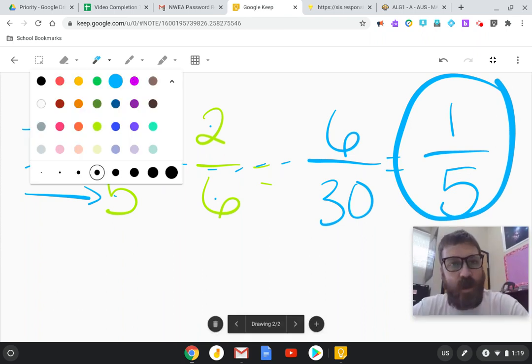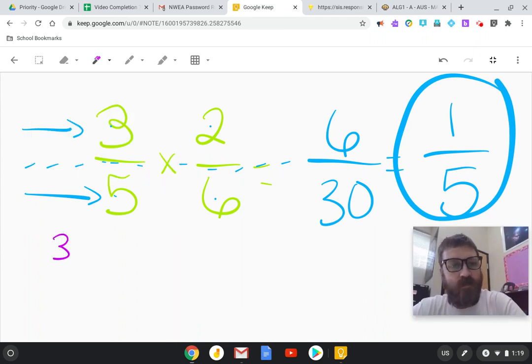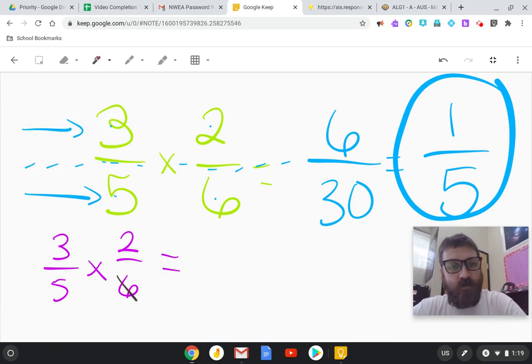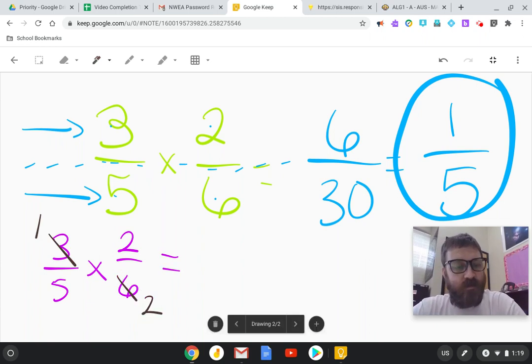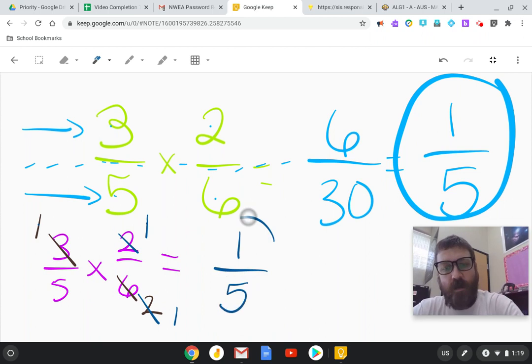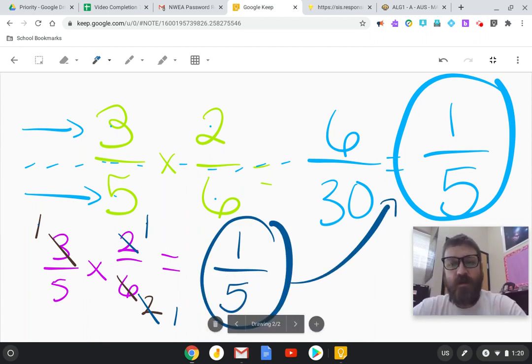Now, there's actually another way we could do that. So let me just rewrite this problem. 3/5 times 2/6. If at the very beginning of this problem, I could have recognized that 6 and 3 are both divisible by 3. And so if I do that, then the 3 goes down to 1 because 3 divided by 3 is 1. 6 divided by 3 is 2. And then I could have gone further and said, well, there's a 2 here. That becomes a 1. And this 2 here becomes a 1. And then when I go to multiply, I do 1 times 1, which is 1, and 5 times 1, which is 5. And so I get the same answer as I did over here. So either of these methods will work.